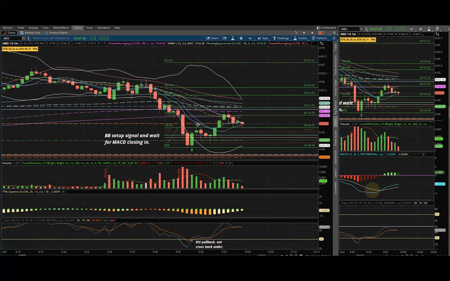So when I saw this leg up, I fibbed down from the first red pullback down to the base. And as I was doing that, I was like, I would like to see the MACD close up. And going over to this side of the chart, as these two red candles pulled down, the MACD was closing up and it looked like it was going to be good for a cross. And then the RSI down here pulled back.